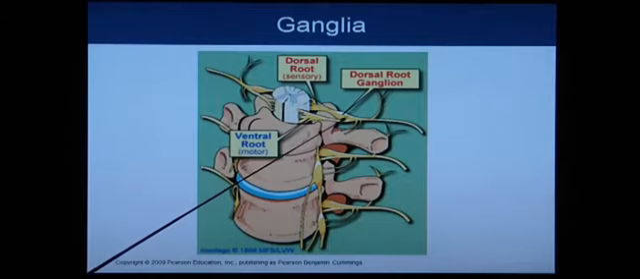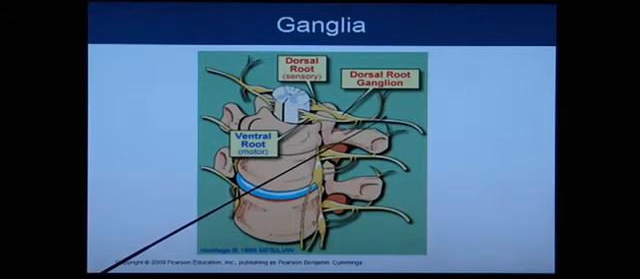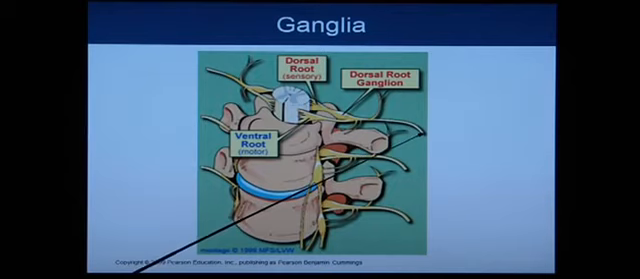So this is where a bunch of cell bodies are found, and so if the cell body is here, then this nerve must be filled with axons that are carrying information out or coming in to the spinal cord for integration and processing. Okay, so again, a ganglion or ganglia are areas where there are lots of cell bodies.